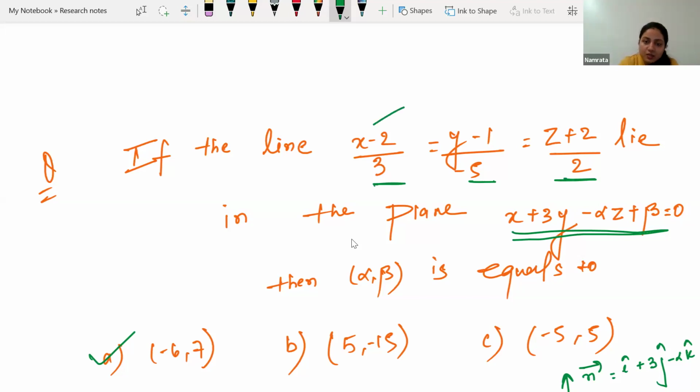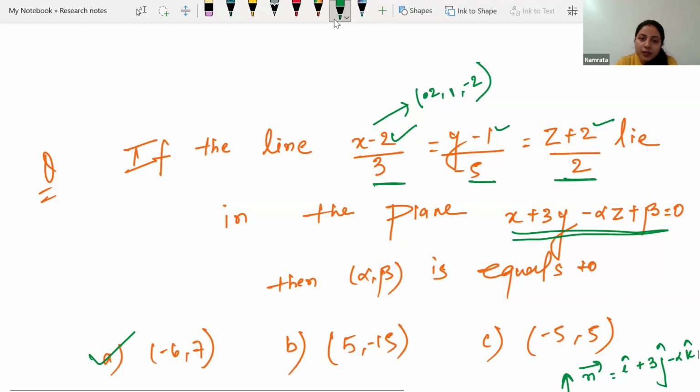We can see here this line is passing through 2, 1 and negative 2. Can we say x1, y1, z1? This line is passing through this point, yes or no? Yes. And the same point will lie on the plane also, right? Yes, ma'am. Obviously, the line is on the plane. So the point which we have taken out from the line, that point will lie on the plane also.